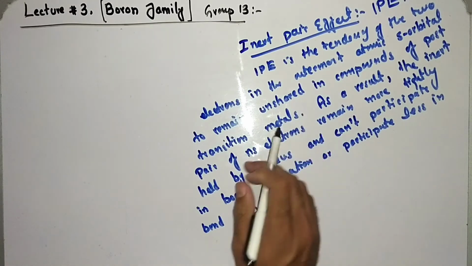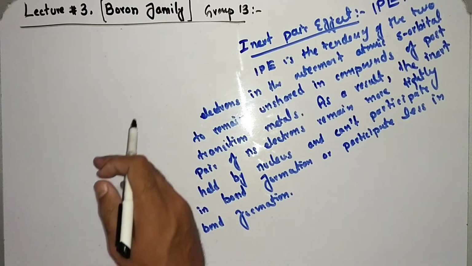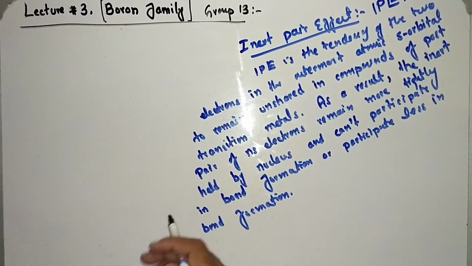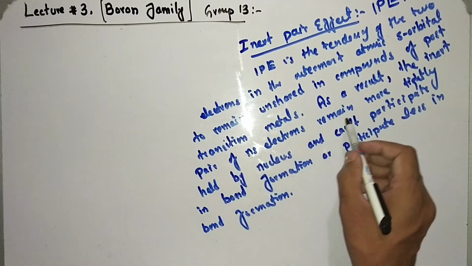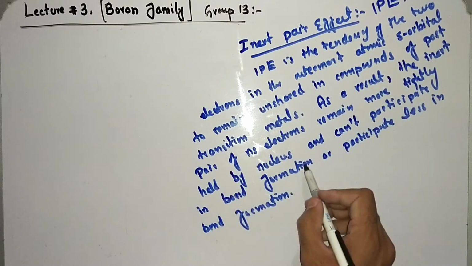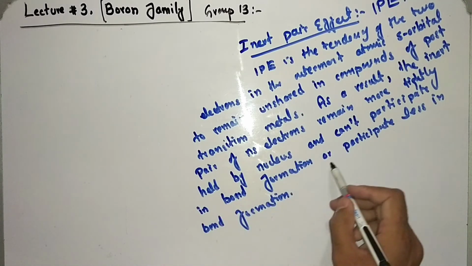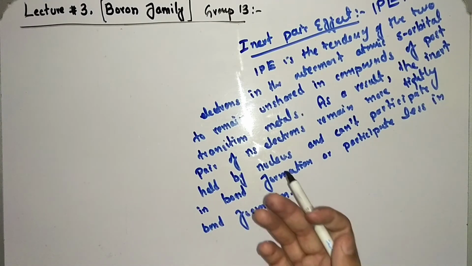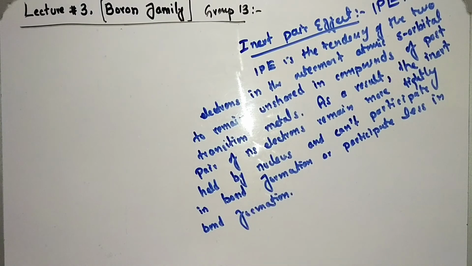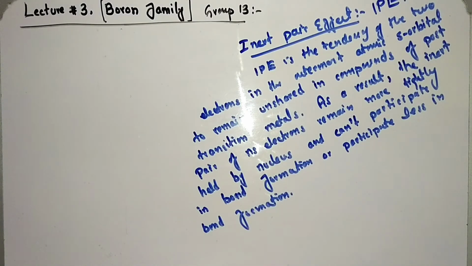Post-transition metals are the heavier elements in the groups, like thallium. As a result, the inert pair of ns electrons remains more tightly held by the nucleus, as I told you before, and can't participate, or participates less, in bond formation. You can define the inert pair effect in this way. You can take a screenshot or rewind the video.